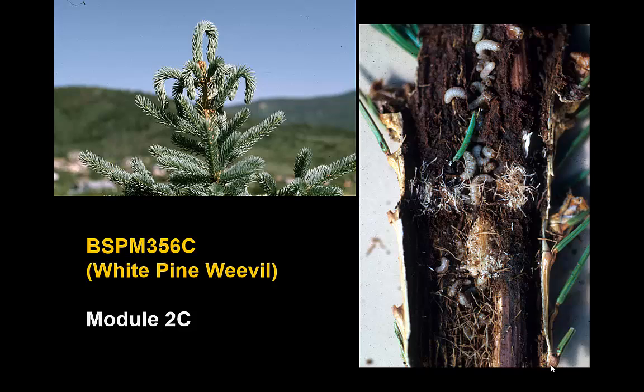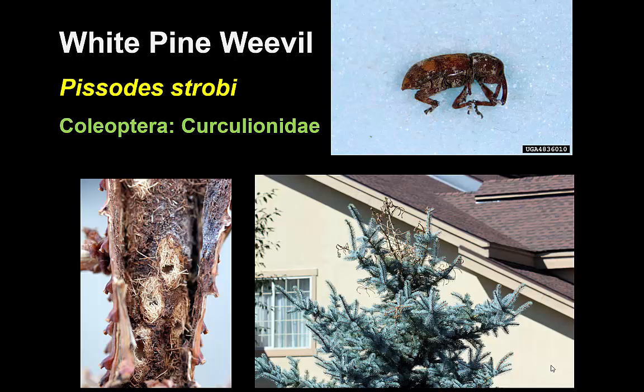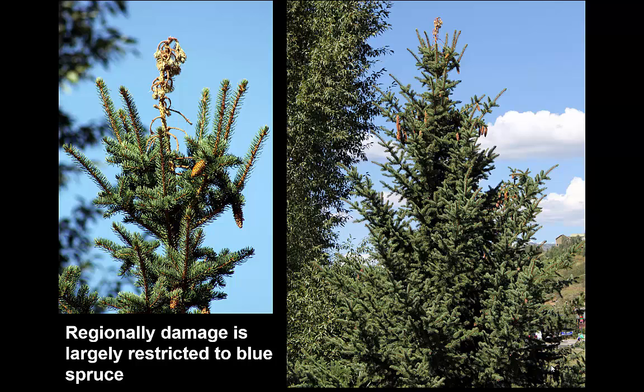An insect that affects terminal growth that needs special attention, I think, is the white pine weevil. The white pine weevil is a type of weevil, a snout beetle, and in the east it develops in white pines, and here we're going to see it mostly in blue spruce. It's going to affect just the top of the plant, the leader of the plant.